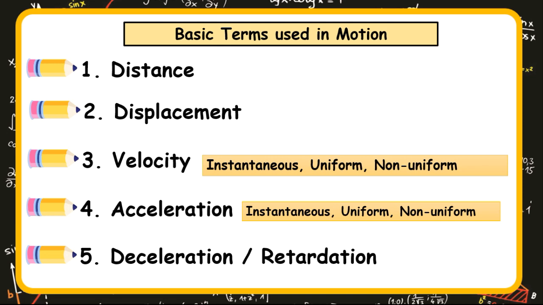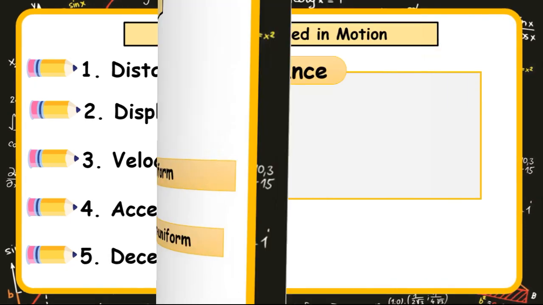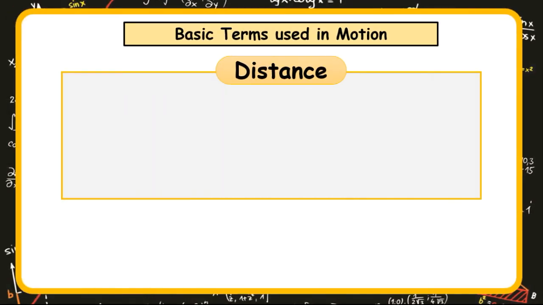And these terms are really called parameters of motion. You cannot describe motion without these terms because deep rooted in this are the position, the velocity, and the acceleration that describes motion in totality. So let's start from the first one, which is distance.